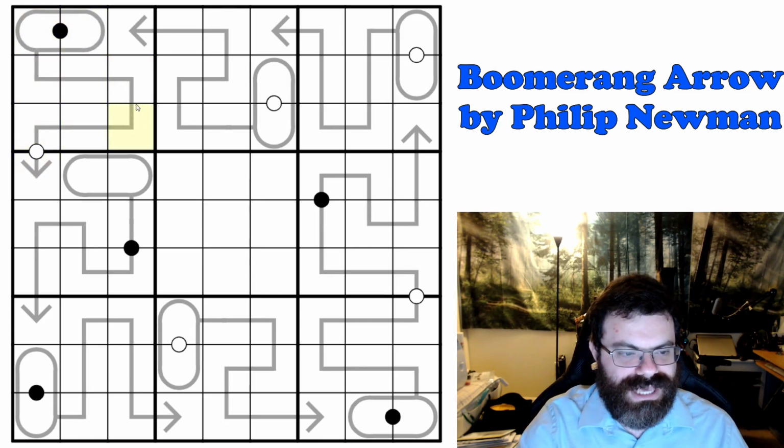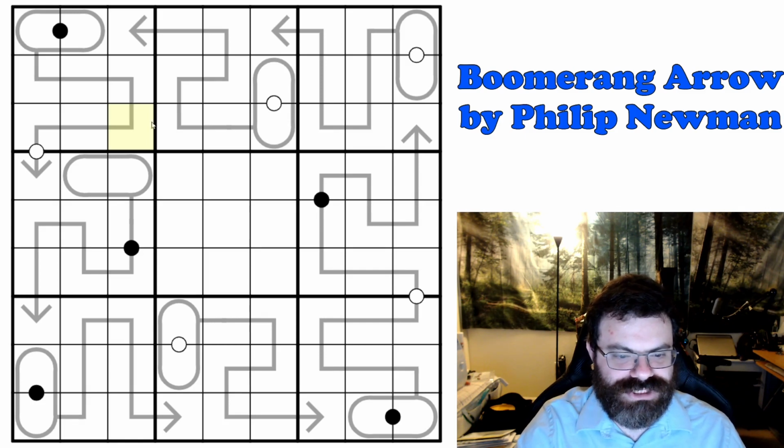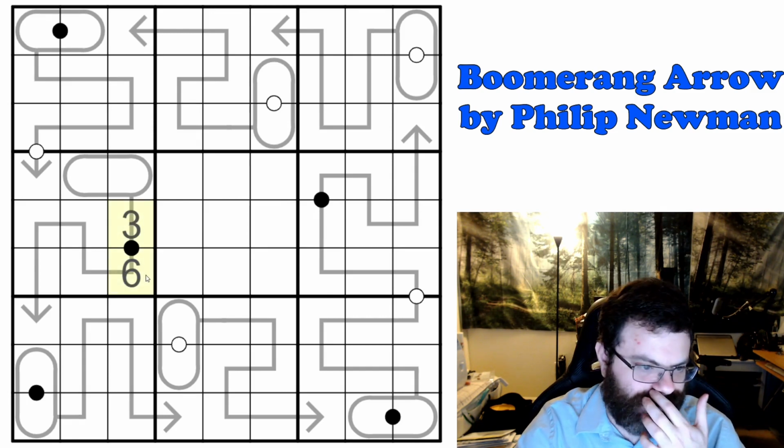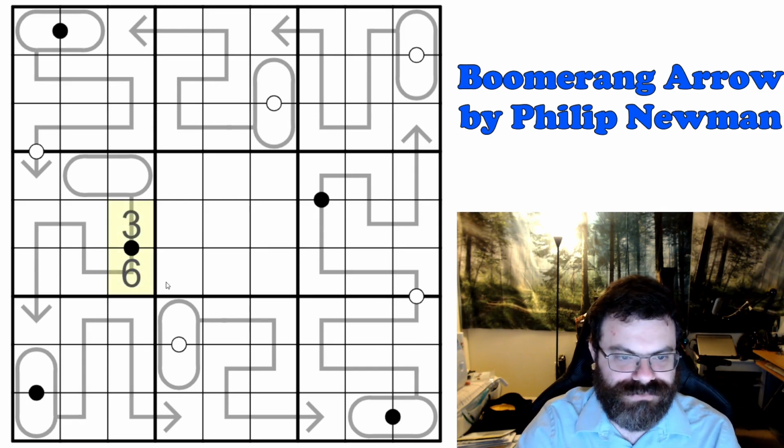Okay. And additionally, we have black dots. So we have standard Kropki dots. So the black dots means that the 2 digits must have a ratio of 1 to 2. So for example, I could put 1, 2 here, or I could put 2, 4, or maybe 4, 8, or say 3, 6. And so as long as you take the larger one, divide it by the smaller one, and you get 2, that is the ratio of 1 to 2.